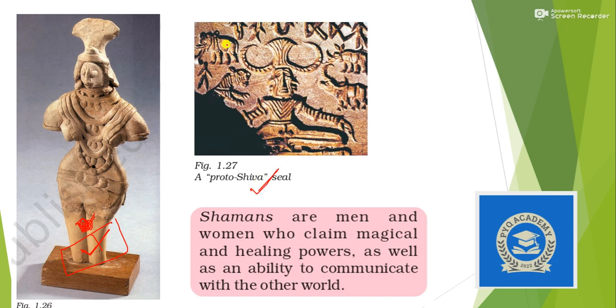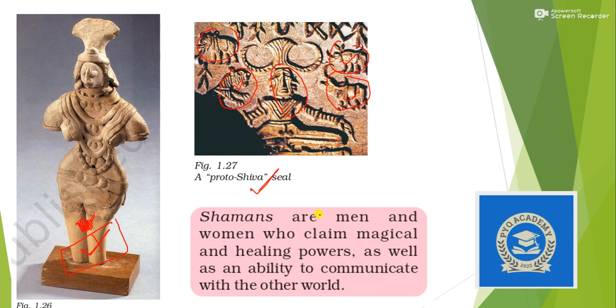The question has been asked till now about which animals surround this Proto-Shiva, the main figurine. Okay, so this is tiger, then elephant, then rhinoceros, and there is also something else. You can get this in NCERT.